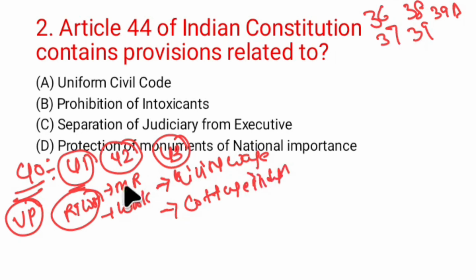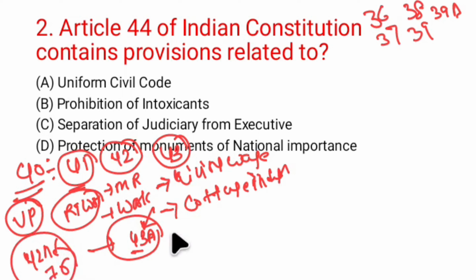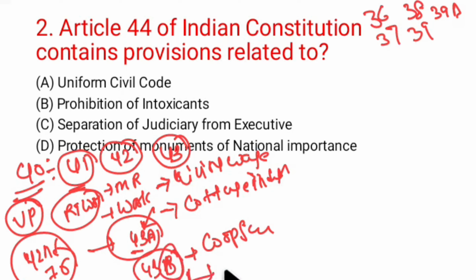This is also a Gandhian provision. And 43A was added later through the amendment. So 43A was added by the 42nd Constitutional Amendment Act, 1976. And 43B talks about cooperative societies. This was added later through the 97th Constitutional Amendment Act, 2011.